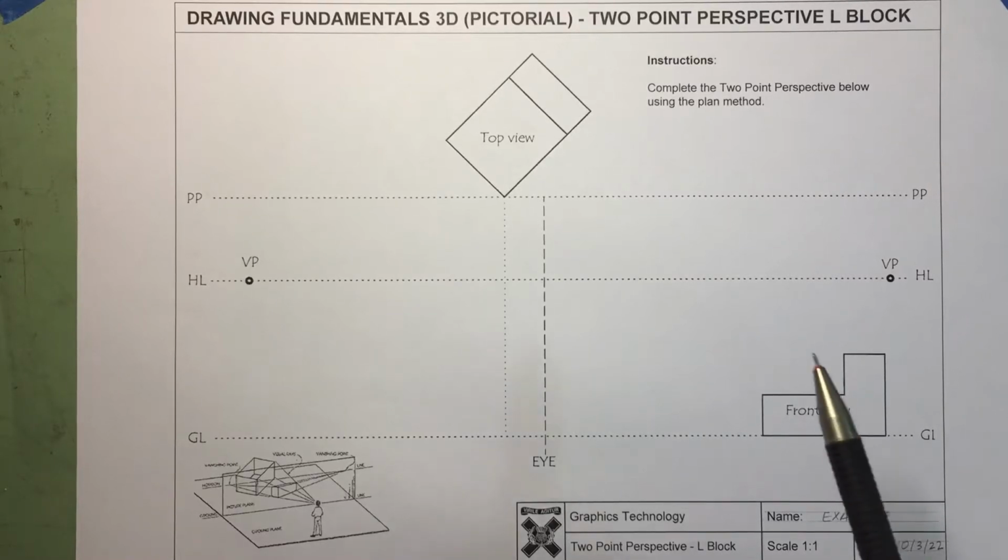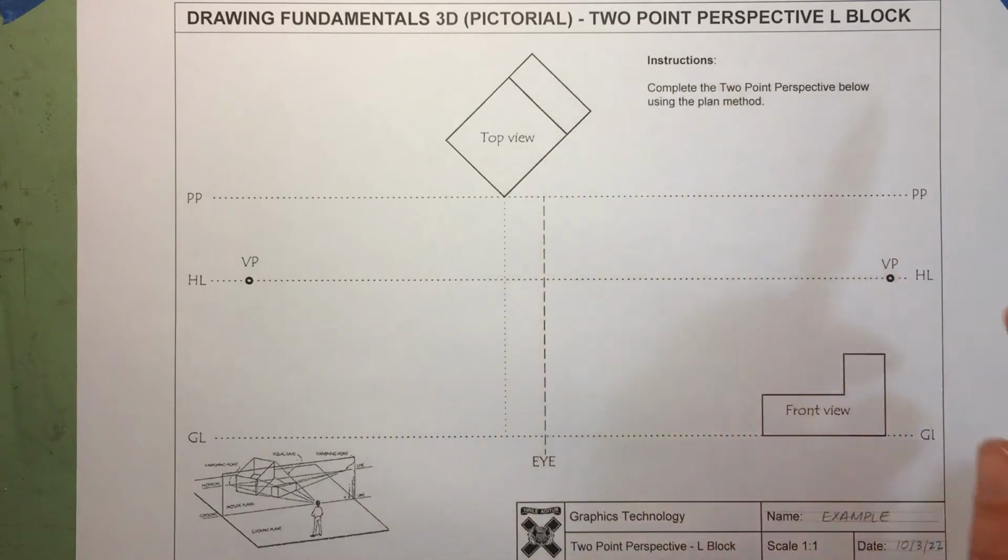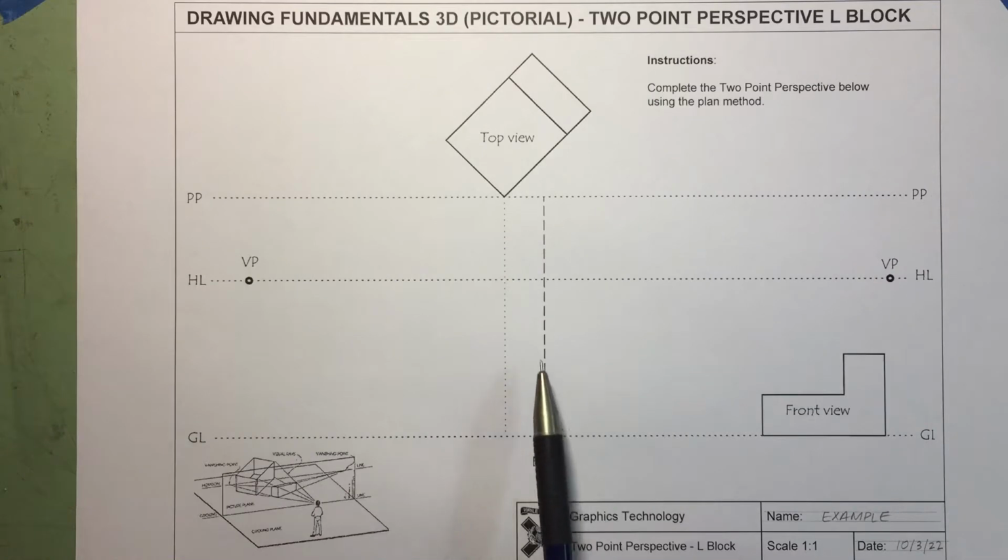Here we're going to use the plan method for a 2-point perspective L block. So here you've got a sheet layout with a few features. You've got your ground line coming across the bottom, and you can see your front view is sitting square on the ground line. If you go up the middle, you have an eye line.